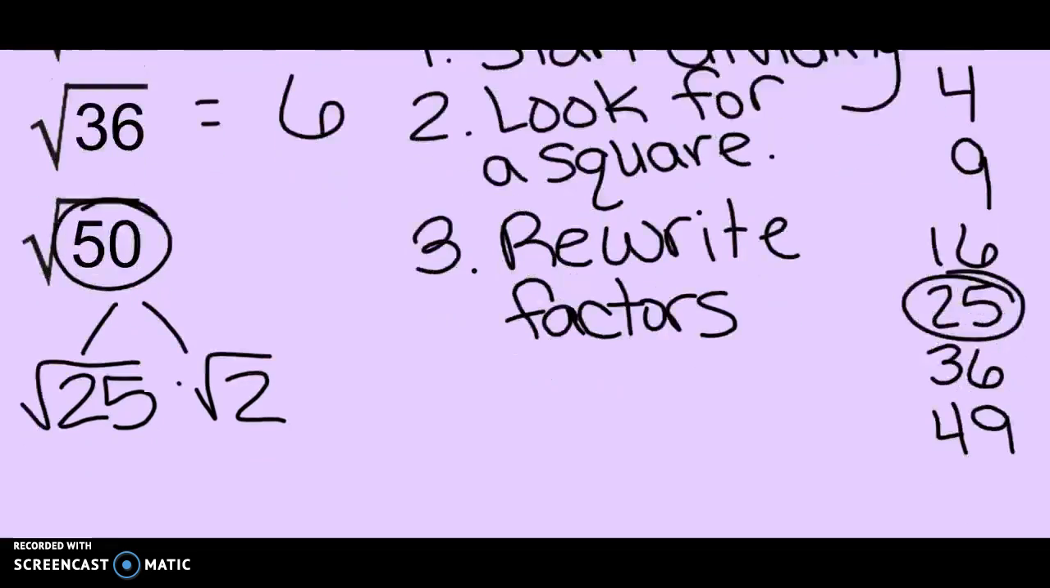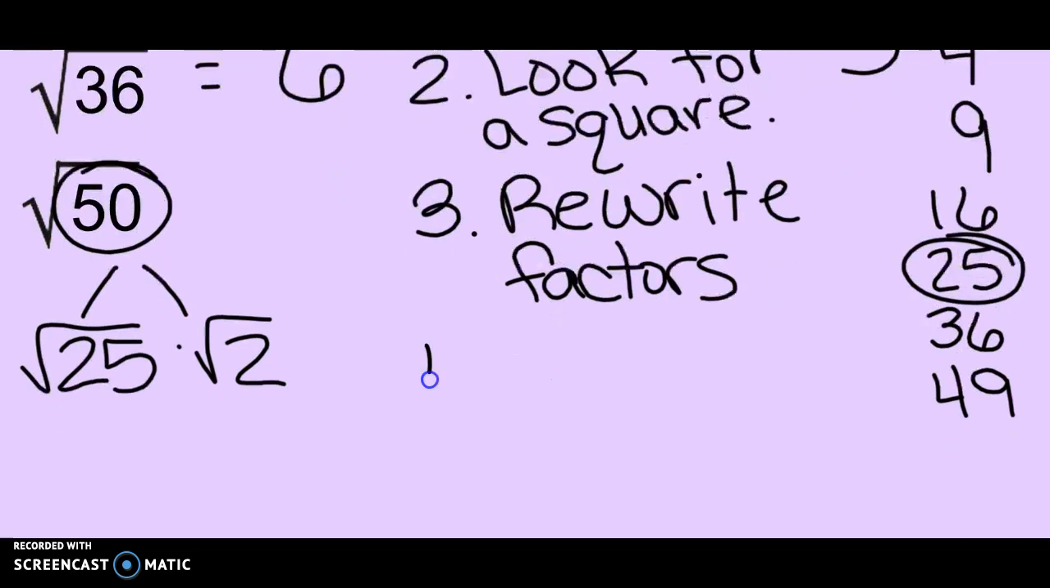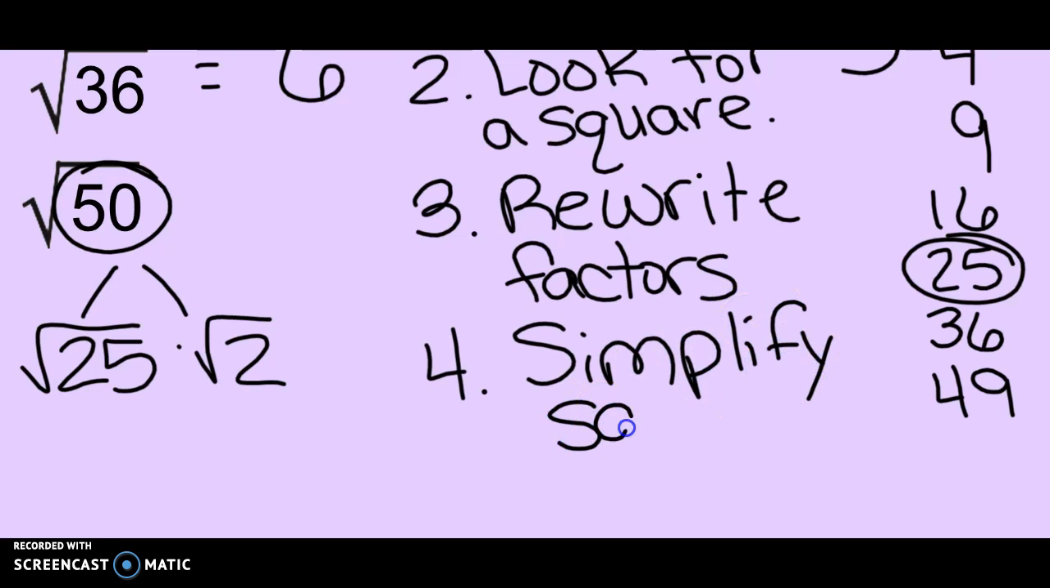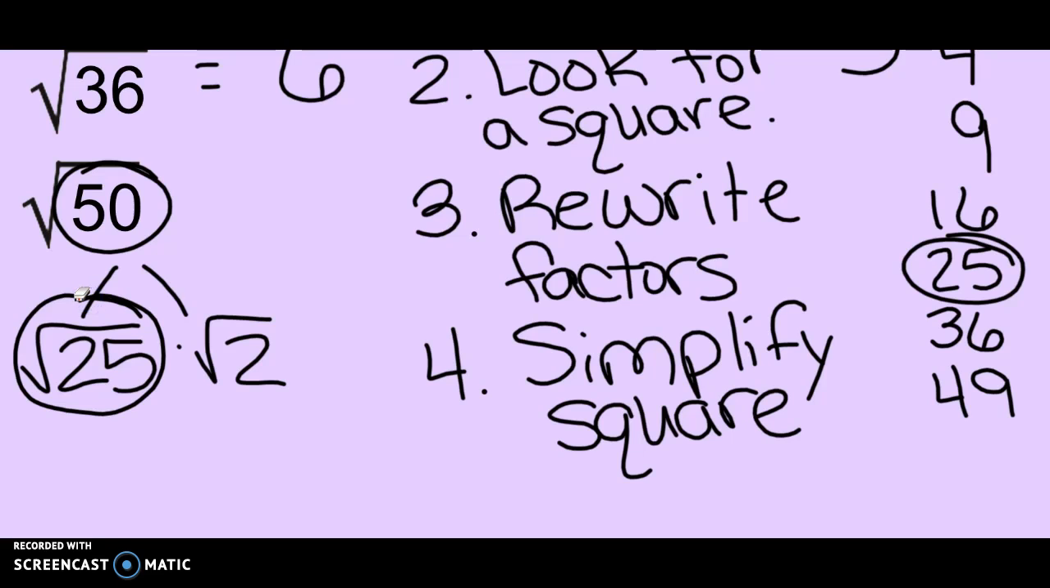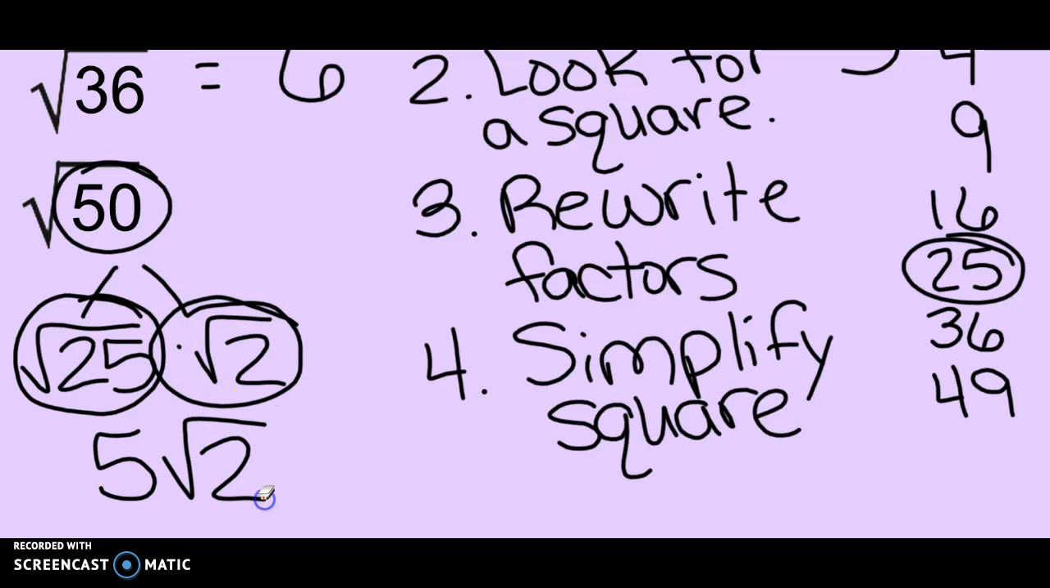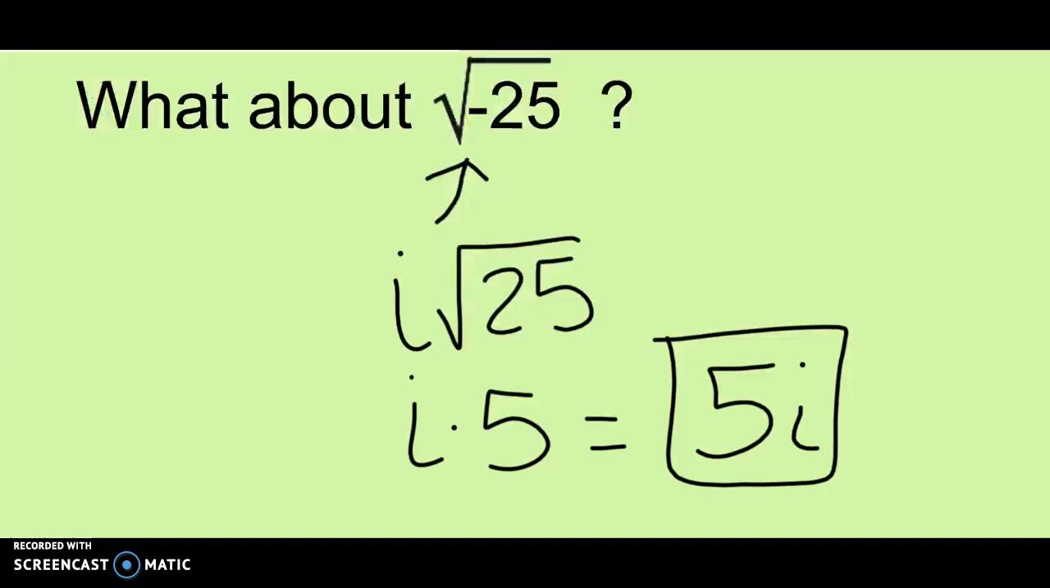Next, we're just going to simplify if you can. Usually you're just going to simplify the square and leave the prime number alone. So the square root of 25, if you don't remember, put in your calculator, it's just 5. And in the same order, right to the right of it, we're going to write the square root of 2. That is our answer. We don't do anything more with that. So let's try a couple more.